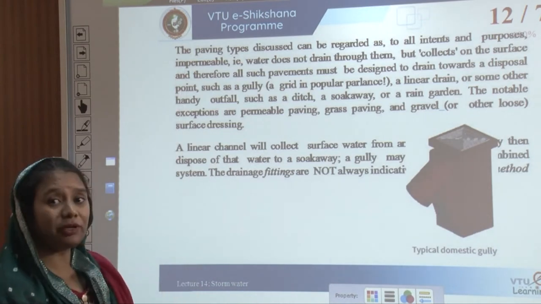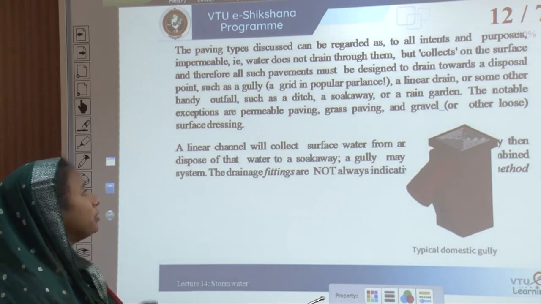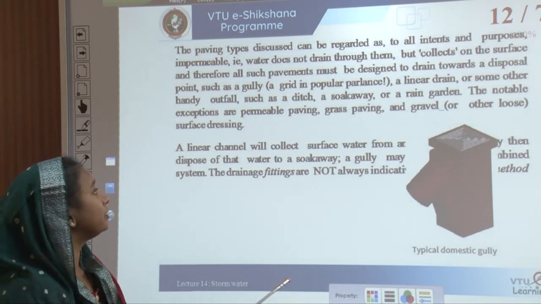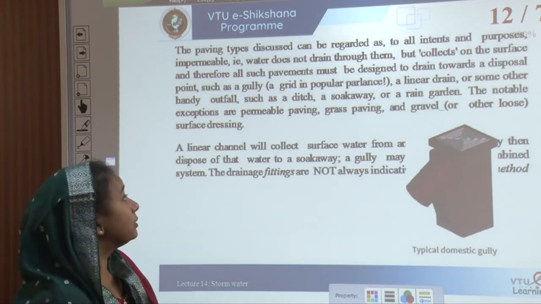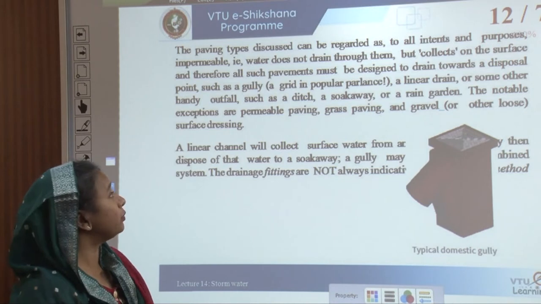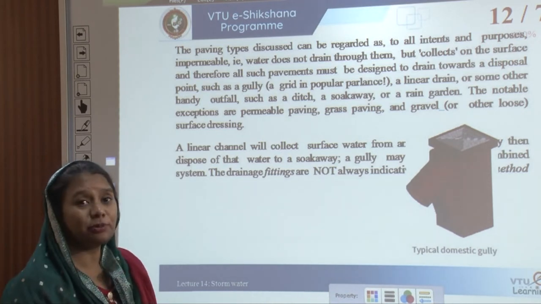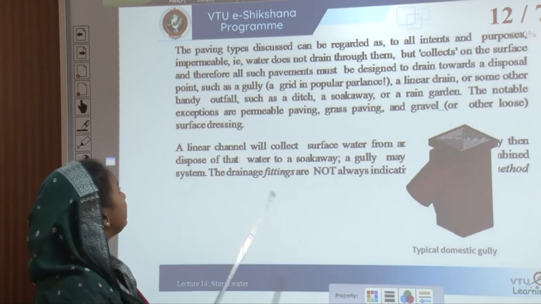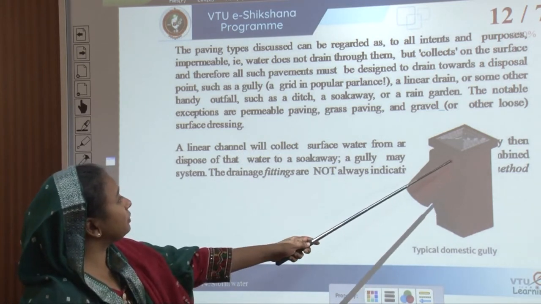And various types of pavings can be done. The various types of pavings as discussed can be regarded with respect to the inlets as well as the purposes, which could be relative to the impermeable materials, that is, which do not drain the water through them but collect it on the surface, and therefore all such pavements should be designed to drain to a disposal point such as a gully. So, that is a gully that you see here.